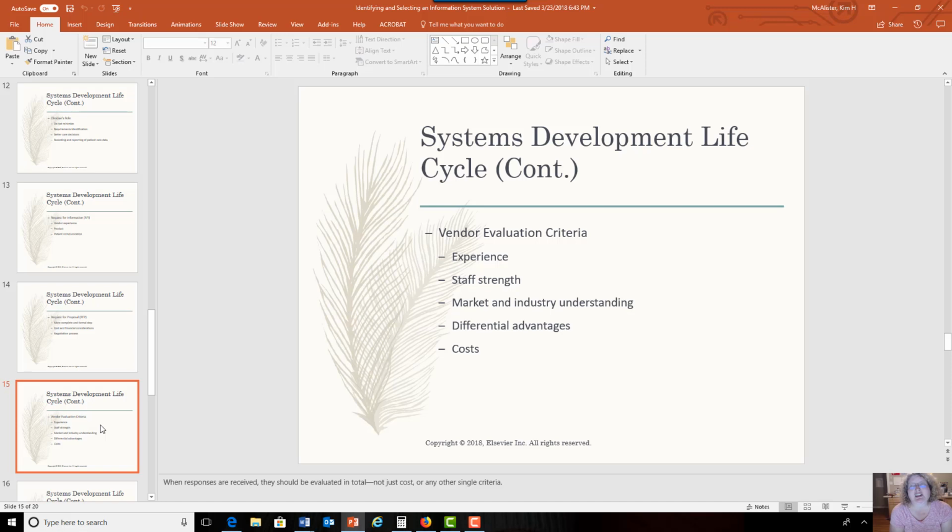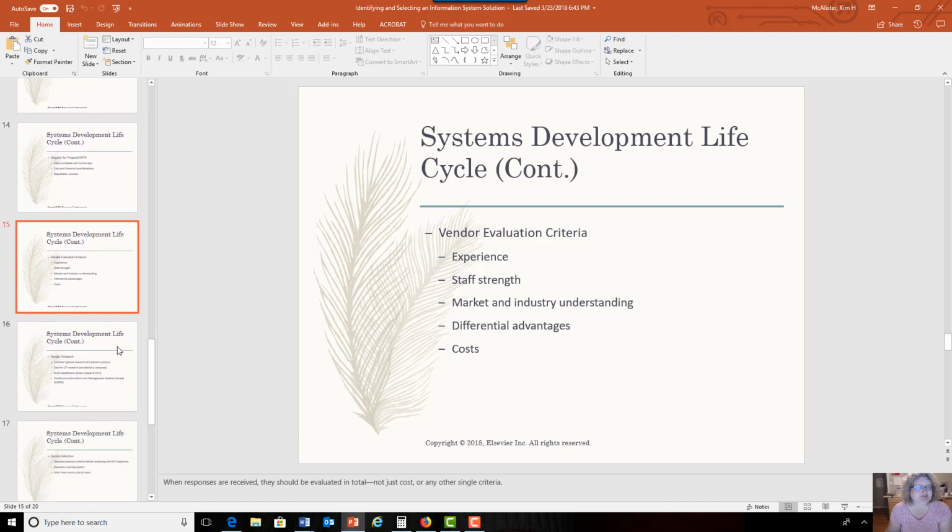What about their staff strength? What kind of strengths do they have? Do they have the staff to handle the size of your project? What kind of market and industry understanding do they have? Do they have a lot of experience in health IT? Do they understand your particular system and what your particular needs are? And what are some of the costs and what are some of the advantages to them?